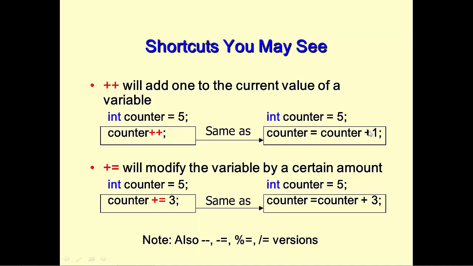Now what does this mean? I'm going to take the current value of counter, which is 5, add 1 to it and get the value 6, and then copy that back into counter. So essentially, I'm updating counter by the value of 1.